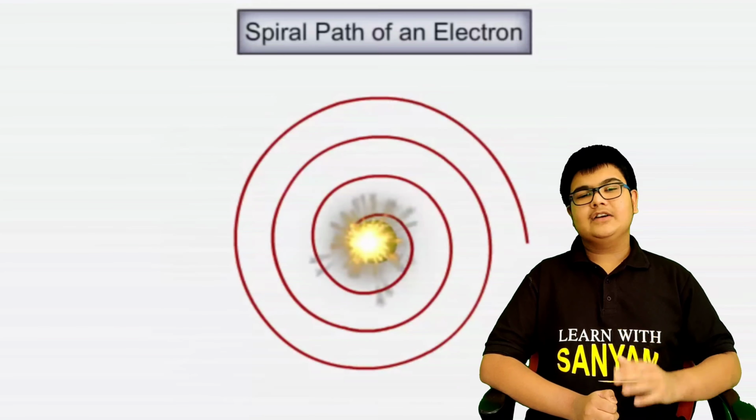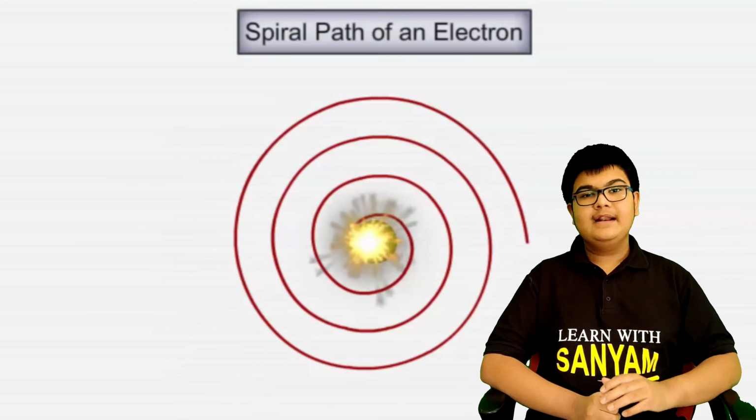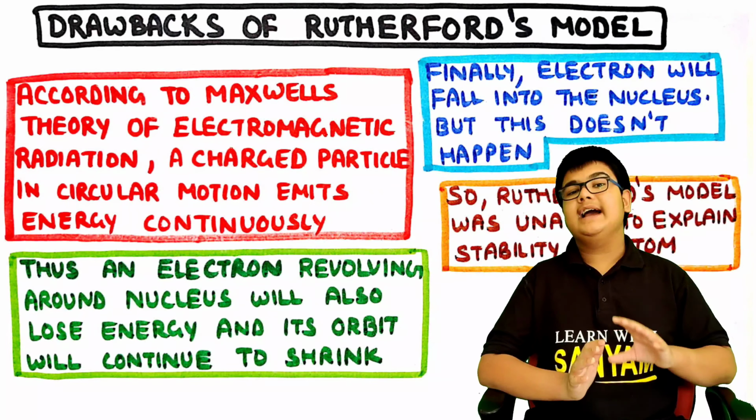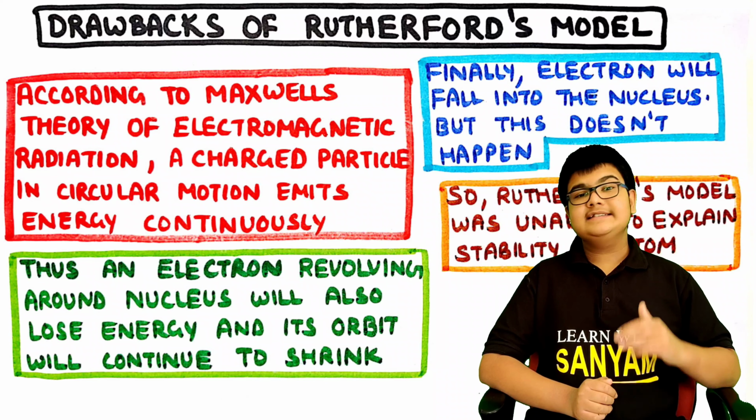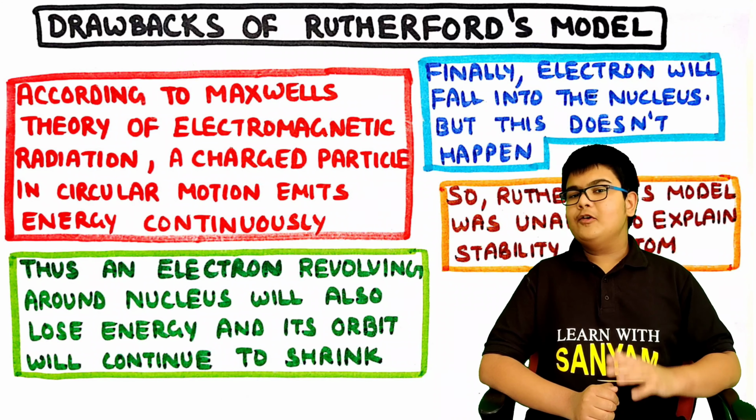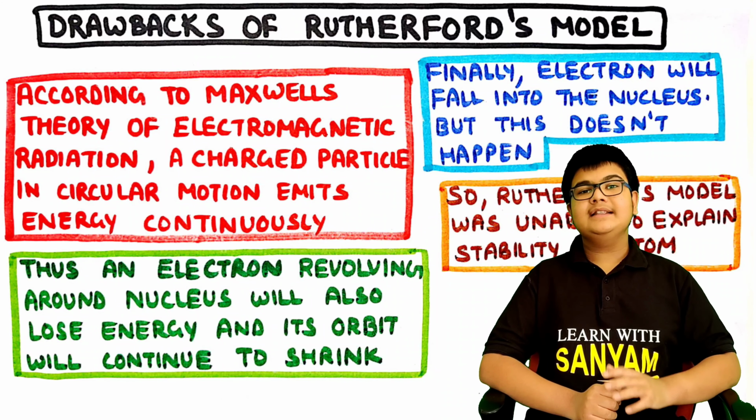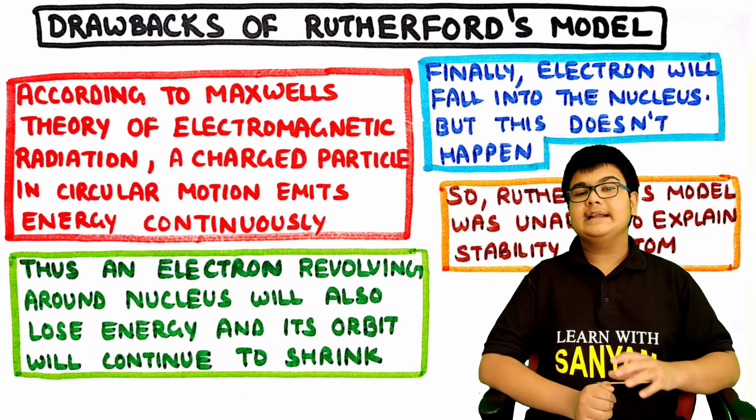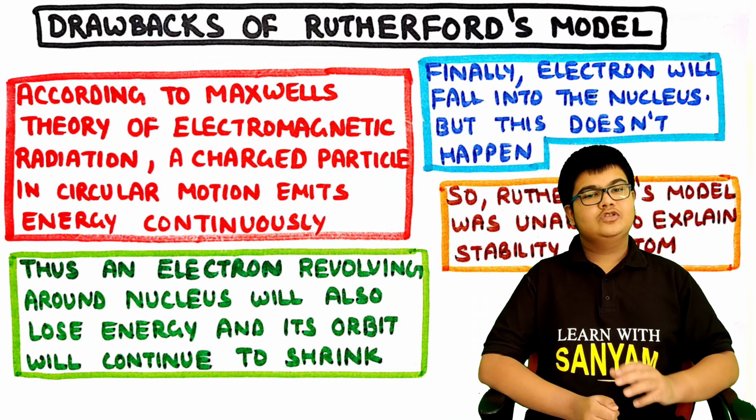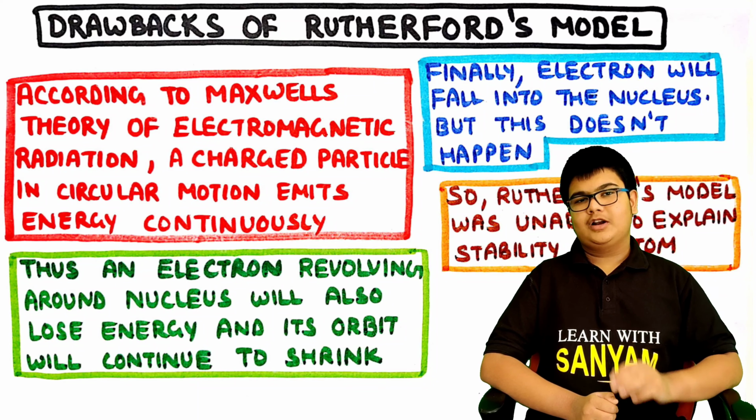So this means that the electron is very highly unstable and the entire atom will also become very highly unstable. But this doesn't happen. So Rutherford's model was unable to explain the stability of the atom, that is why the atom is very stable. So this was the major drawback of Rutherford's model.